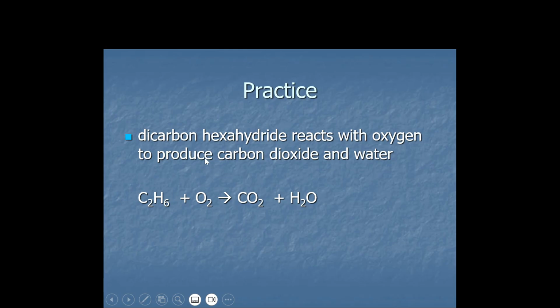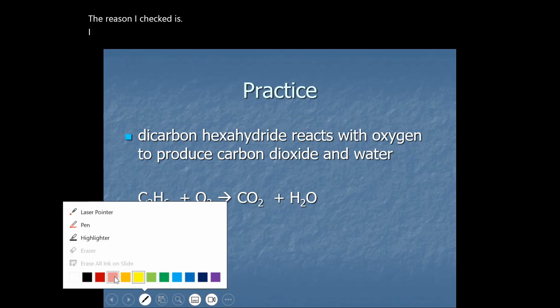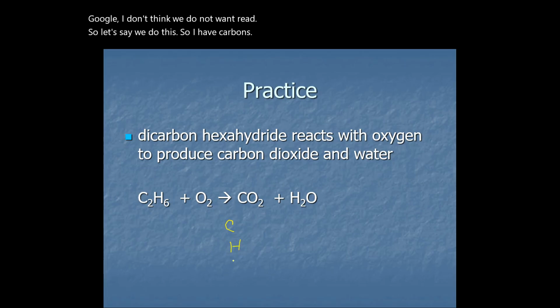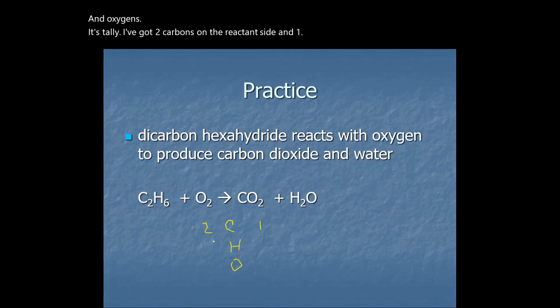So if I go through this process, the reason I checked is I didn't remember setting this one up, so we do not want red. So let's see if we can do this. So I have carbons, hydrogens, and oxygens. This tally, I've got 2 carbons on the reactant side and 1 on the product side.